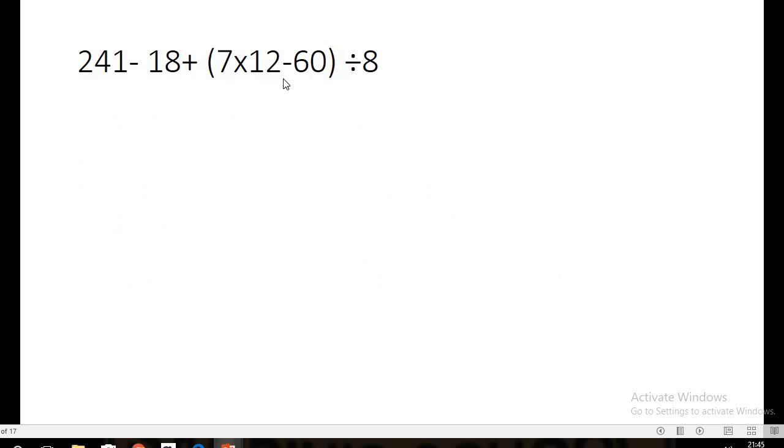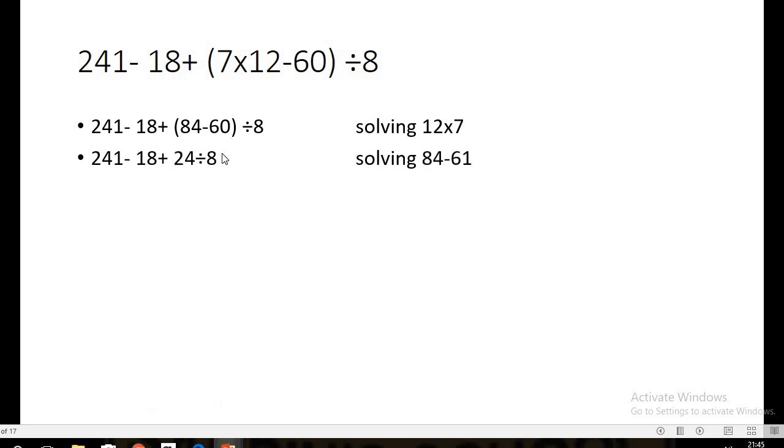We will be solving the bracket first, but within the bracket again BODMAS is applied. So multiply is given preference over subtraction. First we will multiply 7 into 12, which gives us 84. Now 84 minus 60 is in the bracket, so we will first solve the bracket. 84 minus 60 gives us 24.